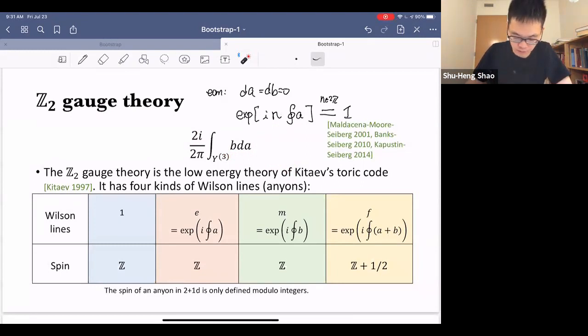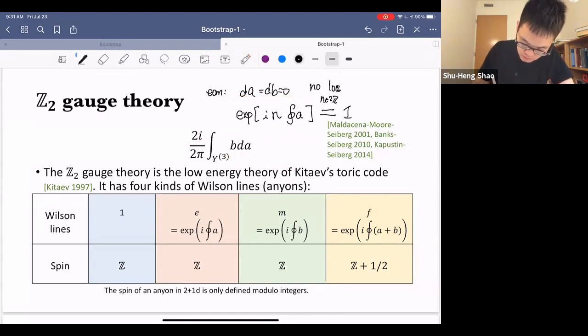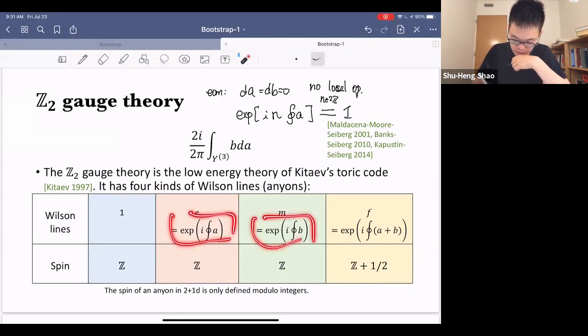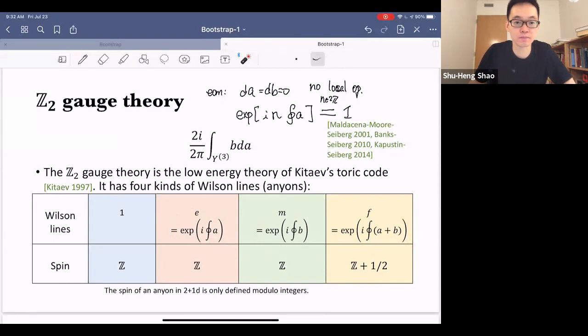So all that is to explain that in this theory, there's no local operator. Let me write it down, no local operator. But there are Wilson line operators, but they are all order 2. And what are the Wilson line operators? You have this guy, and this guy, and this guy. You have 4 Wilson lines in total. They are all order 2. If you square any one of them, you get identity.